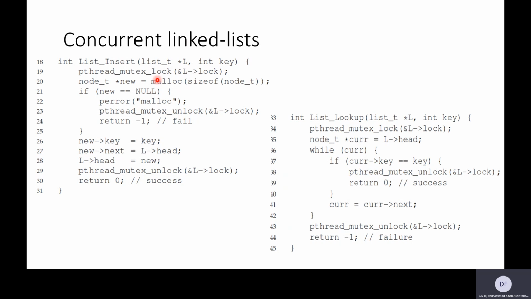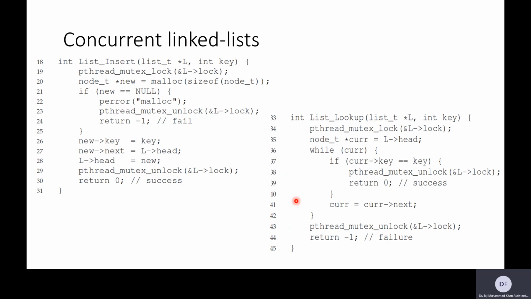So once the first thread who is in the critical section has finished its task, it will release the lock. Only then will some other thread be able to acquire the lock and access the linked list. I'm not going into the details of how the linked list works, because this is something that you have already studied in your data structures course.